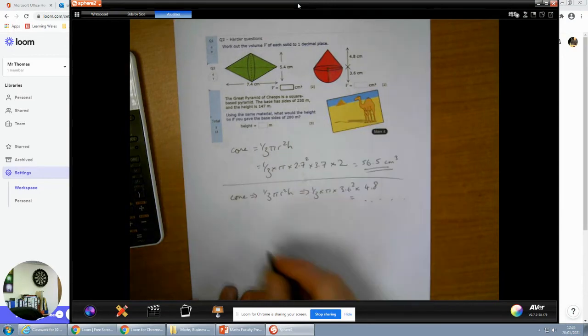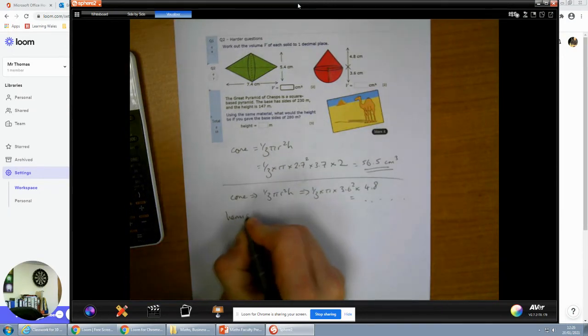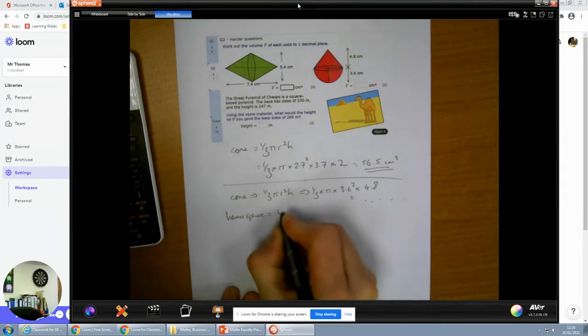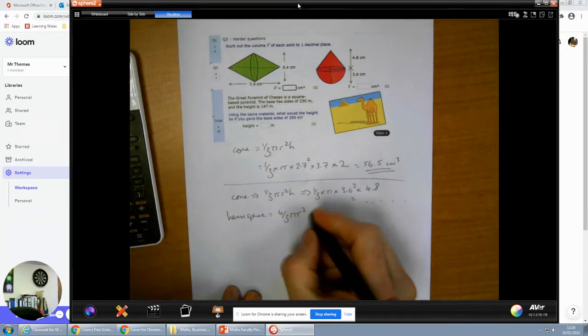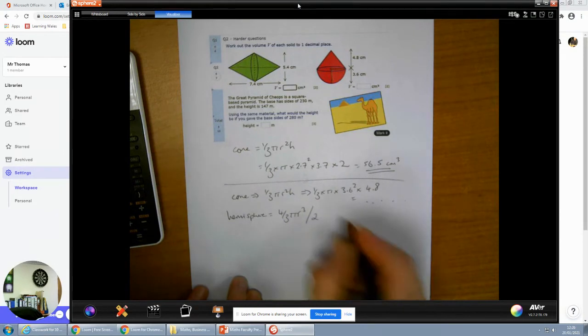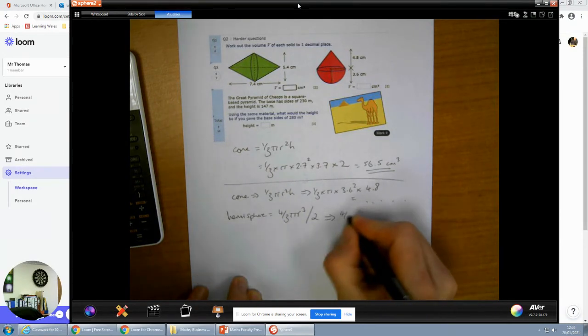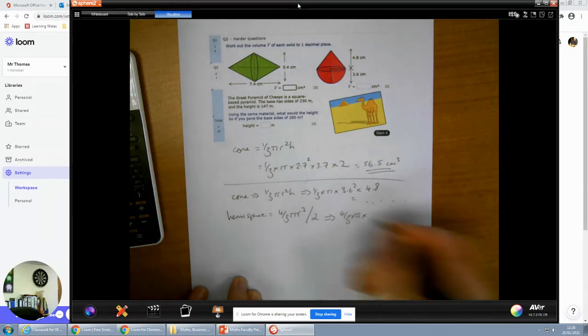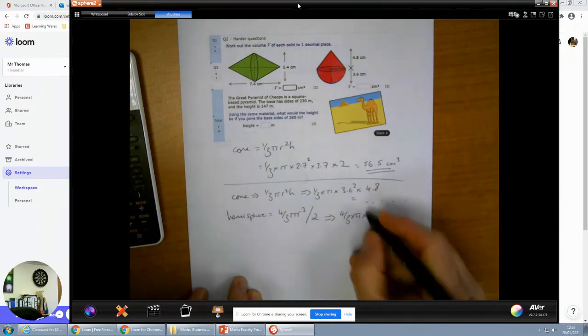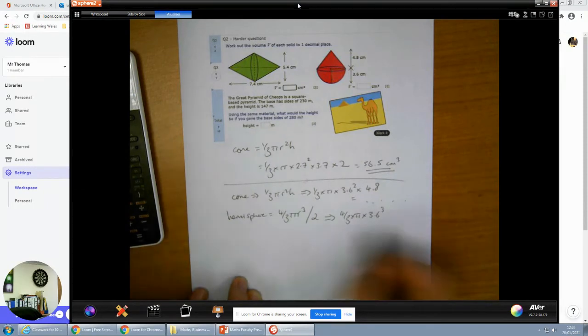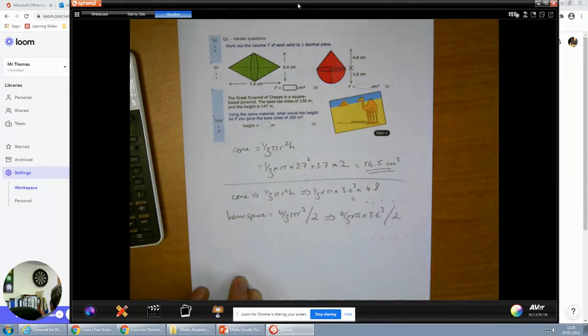To get the hemisphere then, the hemisphere is 4/3 pi r cubed, which is obviously 1 whole sphere, and then I will divide that by 2. So that will be 4/3 times pi times, now the radius of the sphere is 3.6, so 3.6 cubed, type that in, divide it all by 2, and I'll get an answer there.